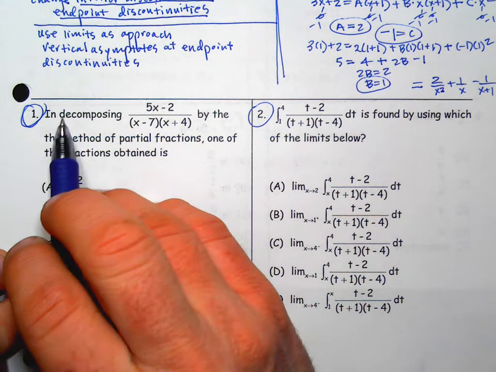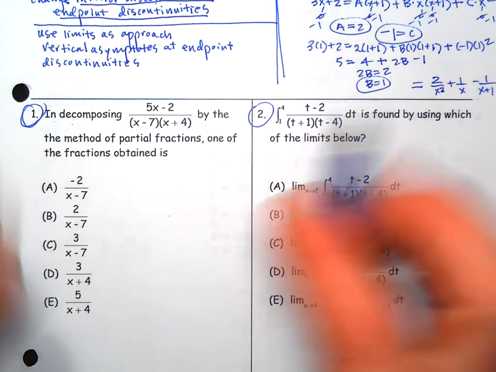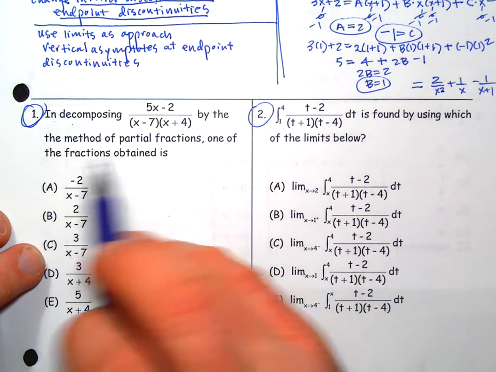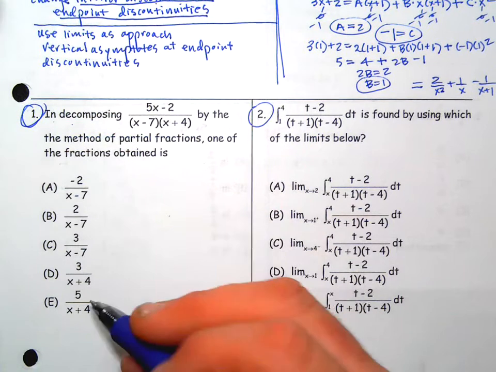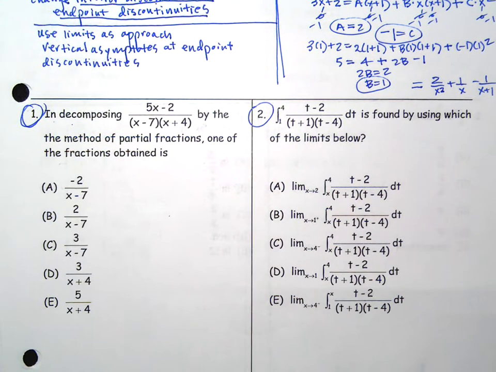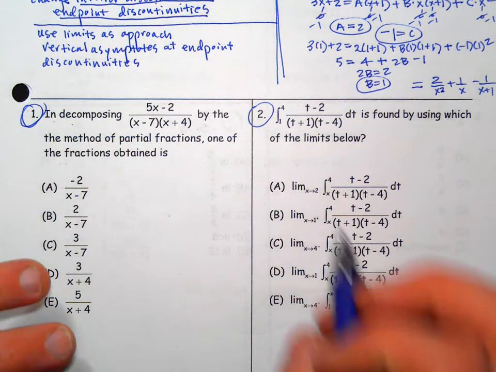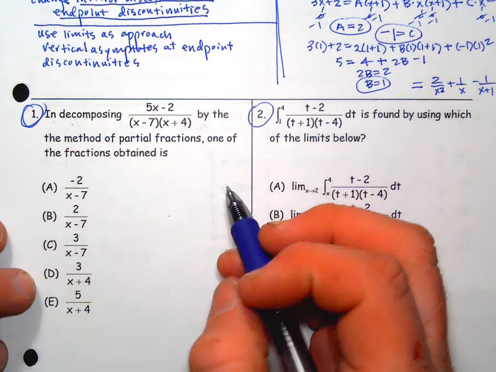So number 1 says, in decomposing, that means to break apart, by the method of partial fractions, one of the fractions obtained is one of these. So it seems like we're probably just going to need to break them up and get them both, and then one of them hopefully will be in that list.